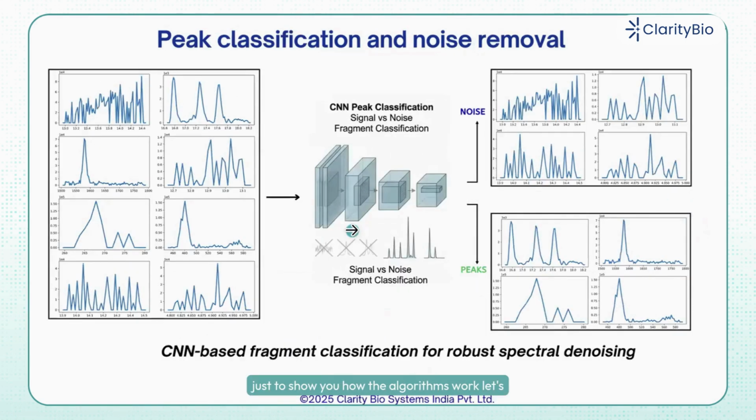Just to show you how the algorithms work, let's say I have several candidate chromatograms and I want to separate them as noise and peaks. So I will just take peaks that are classified as peaks forward. So this is a shape-aware classification and not necessarily just based on the height of the peak. The shape alone should decide whether it's a peak or not a peak. And for that, we use a CNN, convolutional neural network, to do the classification.